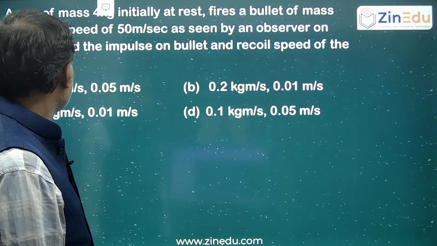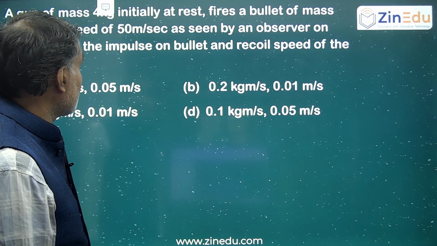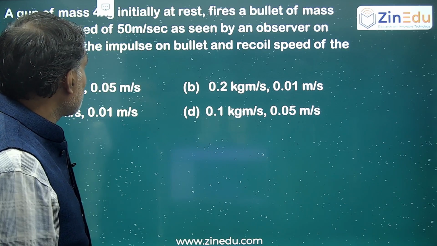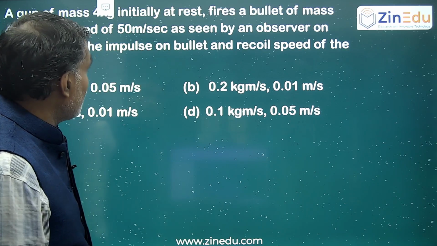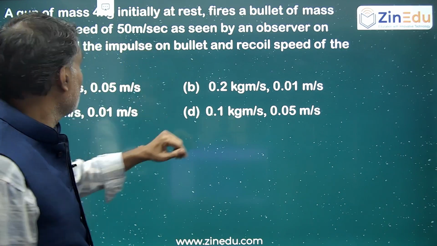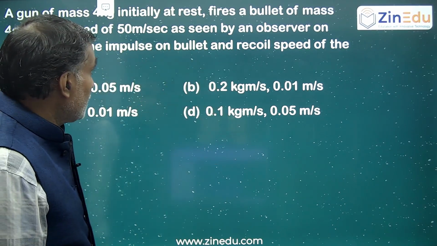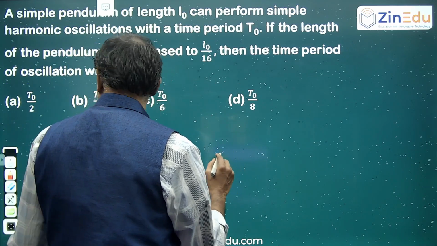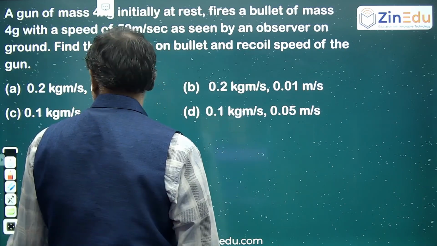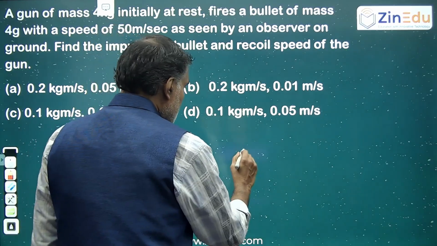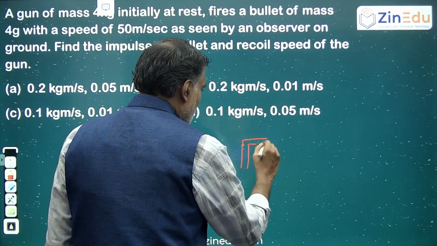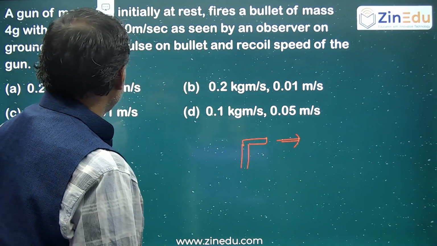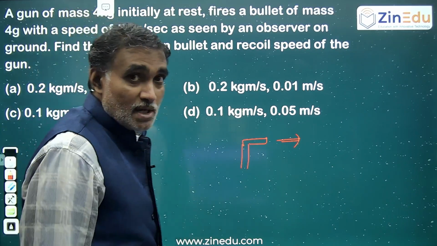So, next question. A gun of mass 4 kg initially at rest fires a bullet of mass 4 gram with a speed of 50 meters per second as seen by an observer on ground. That means that is the absolute velocity of the bullet. Find the impulse on the bullet and recoil speed of the gun. So, this is the gun, and the bullet comes out. Bullet comes out with what velocity? 50 meters per second with respect to ground. Mass of the bullet is 4 gram.